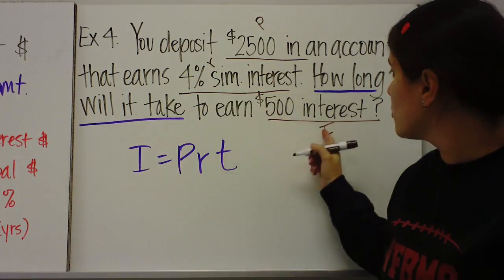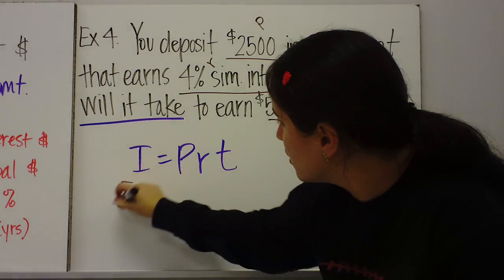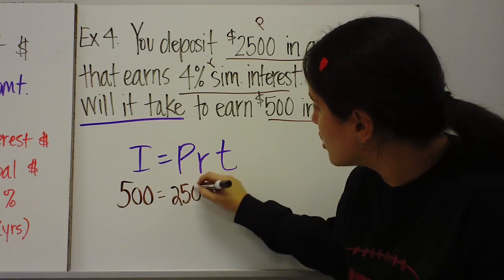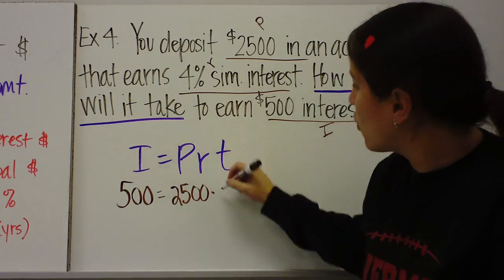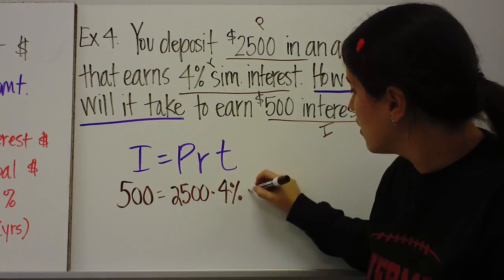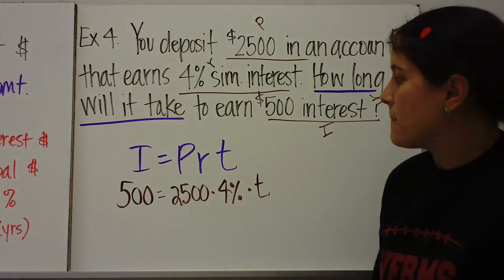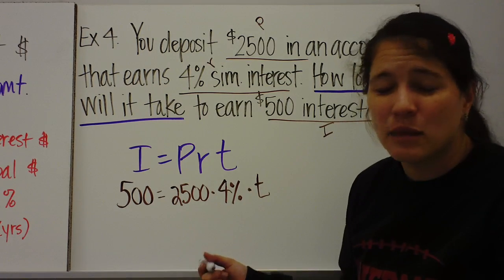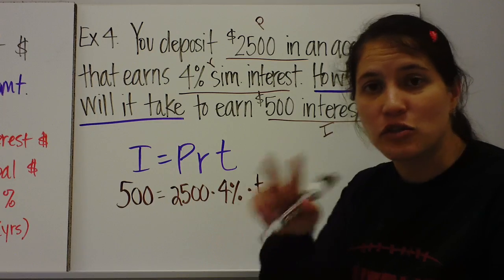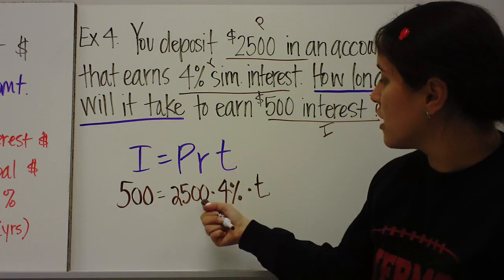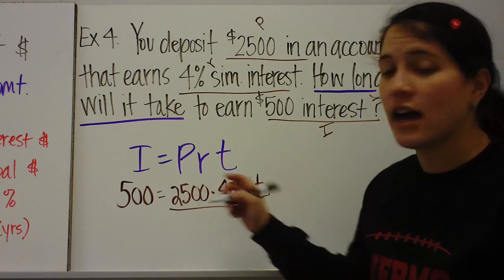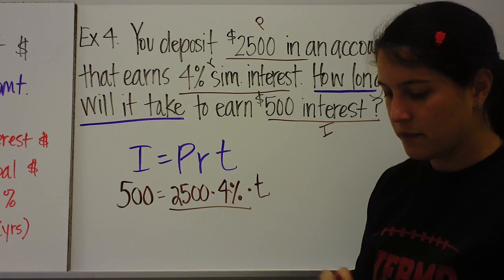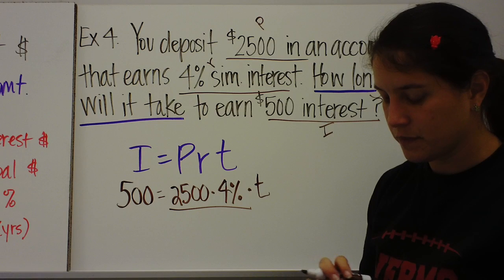So we put all of our numbers in. I is 500. Principal is 2,500. 4% times T. We're looking for the time. Now this one is not as simple as just multiply it together. We have to do 2 steps. The first step is you want to multiply. Underline that and multiply 2,500 times 4%. That is the first thing you do.